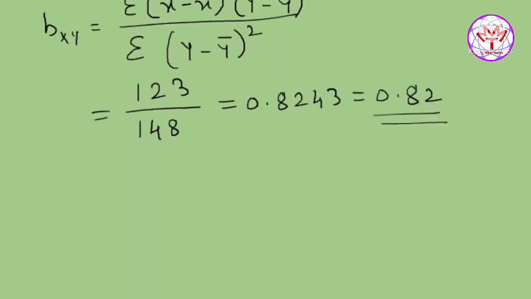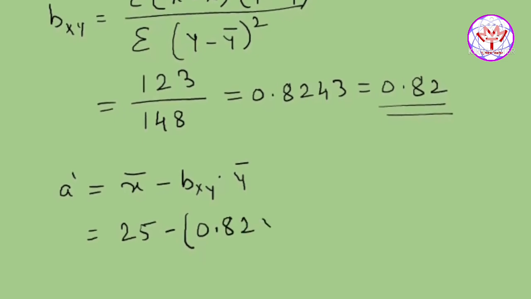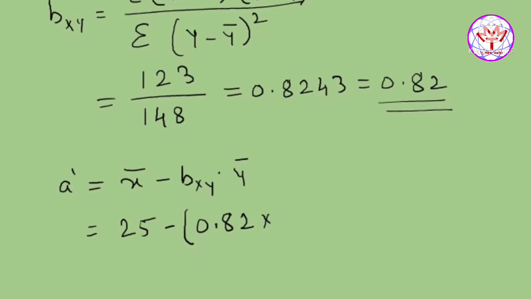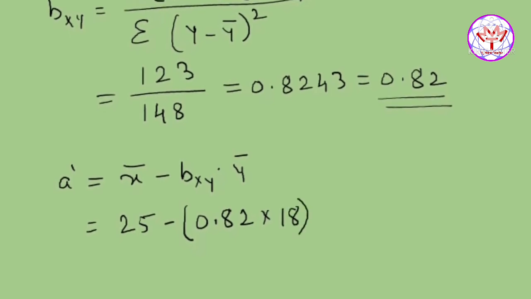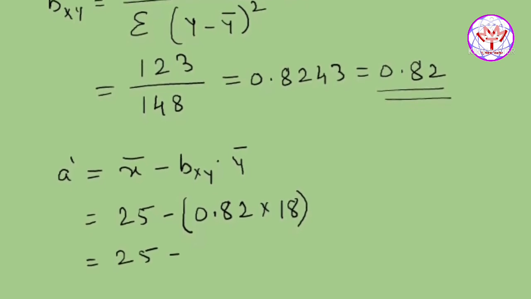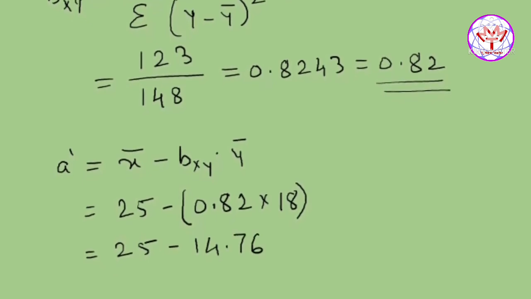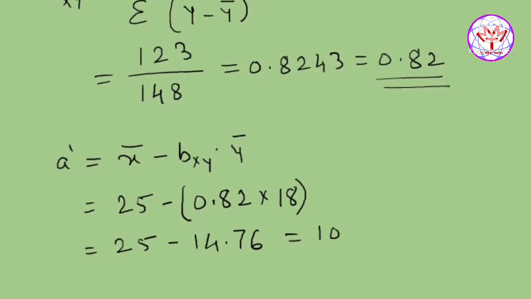Then we'll find the value of a dash. A dash is equal to x bar minus bxy into y bar. So let us substitute the values. X bar is 25 minus bxy is 0.82 into y bar is 18. So let us simplify this. 25 minus 0.82 into 18, which is 14.76. So that comes equal to 10.24.